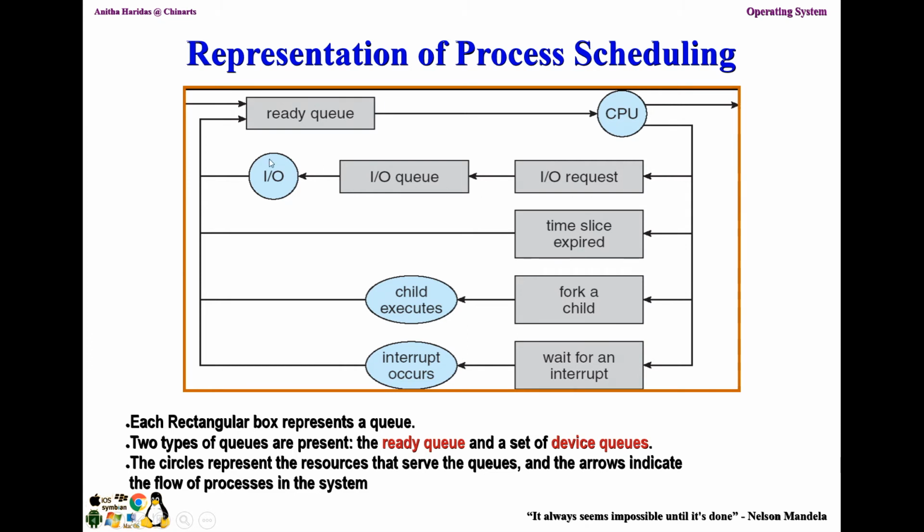So it goes on like this. Whenever there is an input output operation, it comes into the input output device queue, and when the device is free, the process will be allocated to the device, and after the input output operation is completed, it again enters into the ready queue. Right?